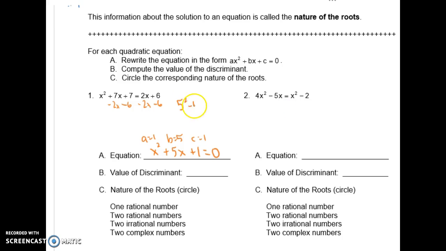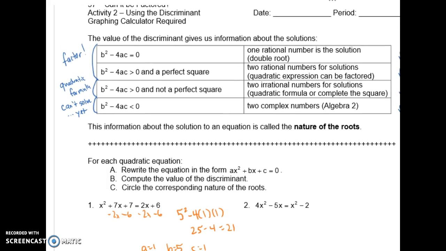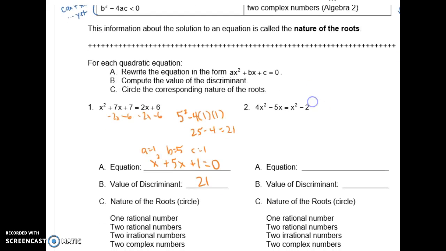5 squared minus 4 times 1 times 1. So 25 minus 4 gives me 21. That's my discriminant, but how about the nature of the roots? Well, if I'm looking up at my chart here, we're eventually going to not memorize this, but let's just look at it as reference. 21 is not equal to 0, so it's not this one. 21 is greater than 0, but it's not a perfect square, so that doesn't qualify. Then it would fit this category right here. A positive number that's not a perfect square is 2 irrational roots.